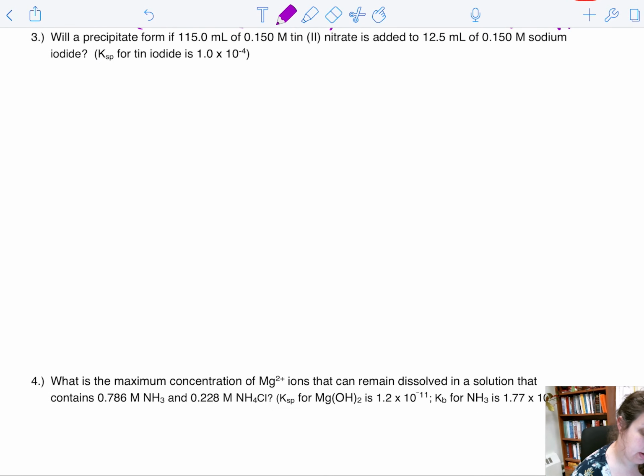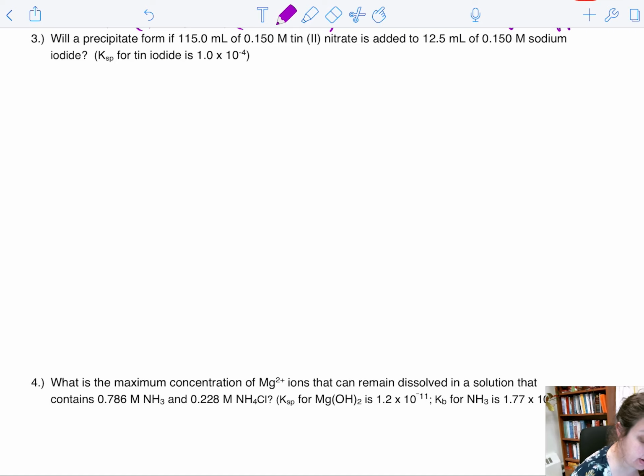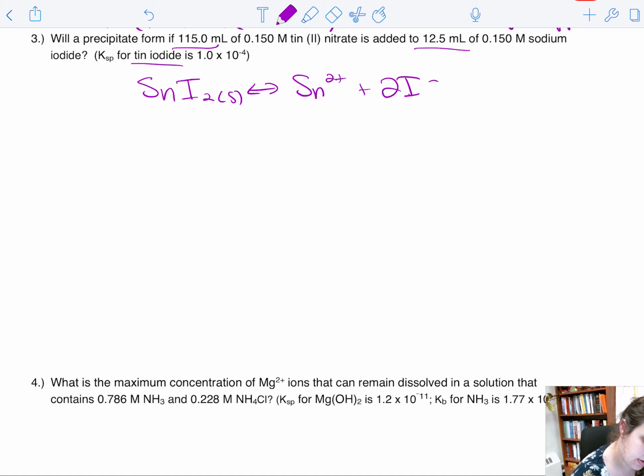Our next one asks: will a precipitate form if 115 milliliters of 0.150 molar tin nitrate is added to 12.5 milliliters of 0.150 molar sodium iodide? Again, we have two volumes added together, so the first thing we're going to do is a dilution calculation. So we're looking at tin iodide, SnI2. When that dissolves, we get Sn2+ plus 2I-. So we're looking at tin concentration and iodide concentration.